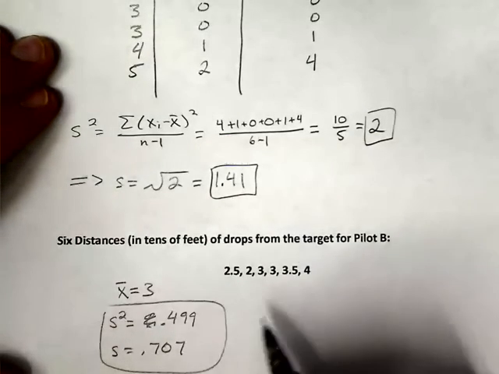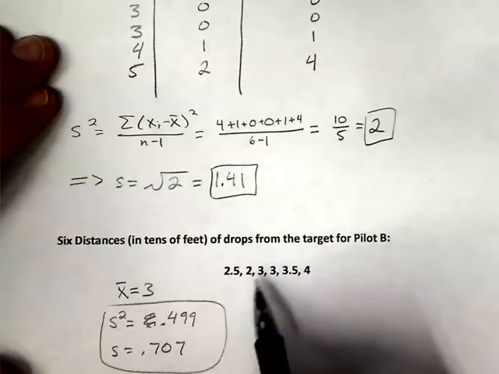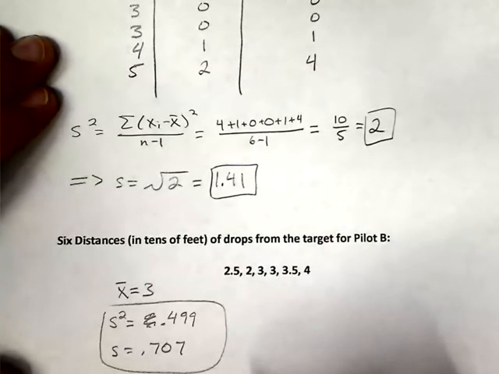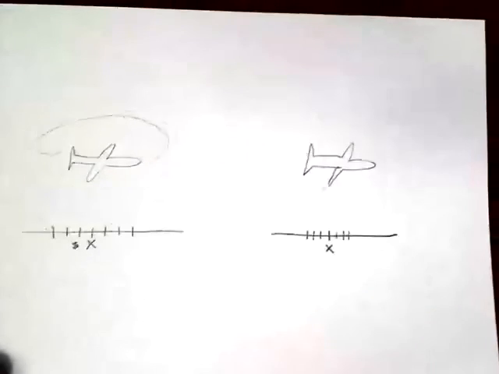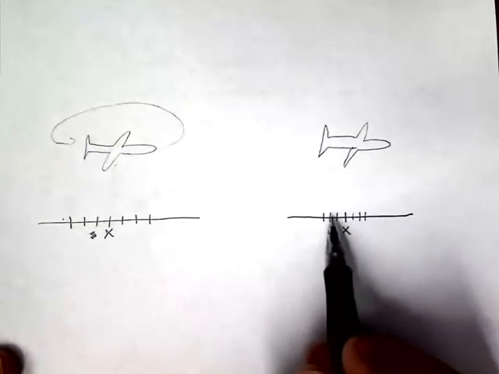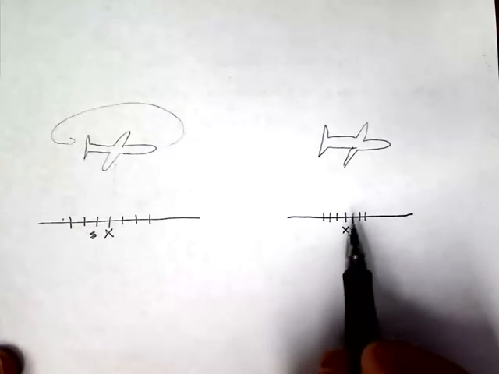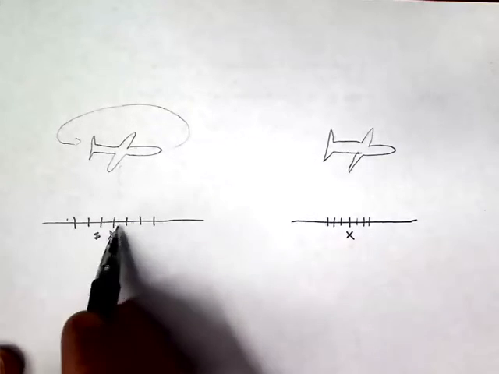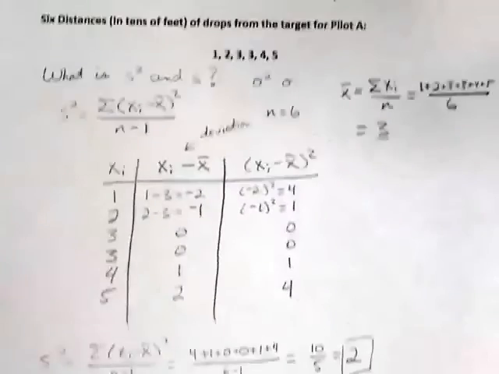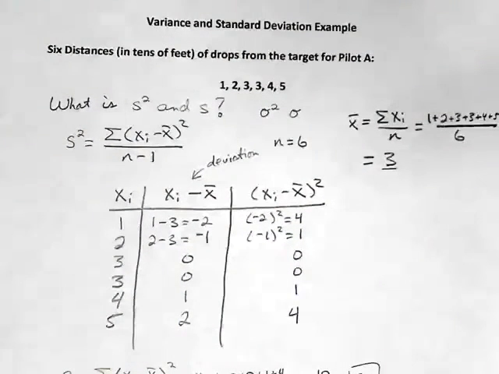So that tells me that on the average they're the same, but pilot B's drops are more concentrated than those for pilot A. And that's how I set up the example here, right? These drops are more concentrated with respect to each other and the target than these drops over here. Okay. Well, I hope this was helpful for you in learning how to compute the standard deviation and variance, as well as understanding it.